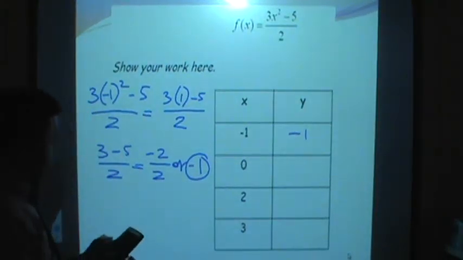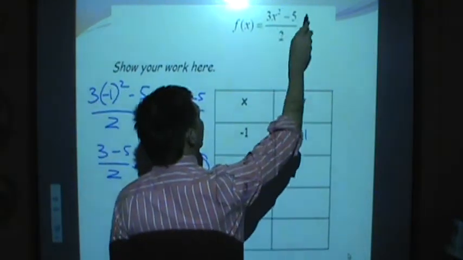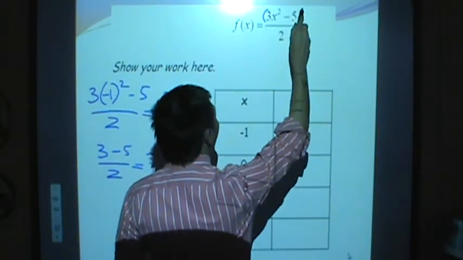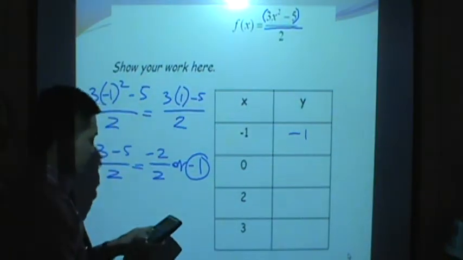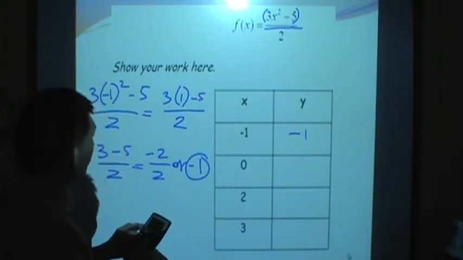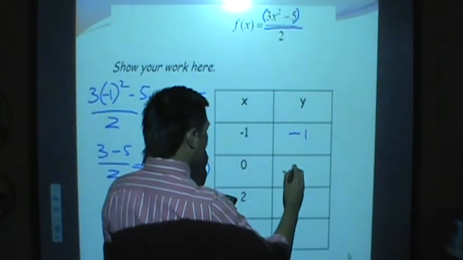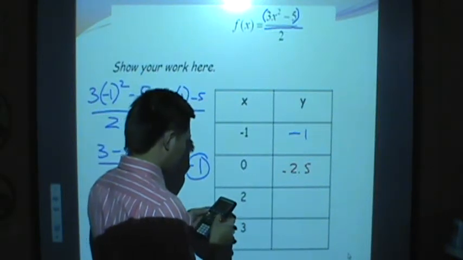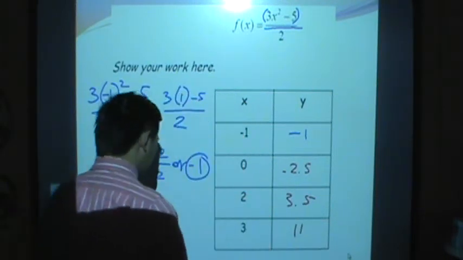But if you have a calculator, just press 3. Because you have a binomial, a polynomial here, I would put them in parentheses and then divide by 2. So let's try this. Parentheses 3x squared minus 5 parentheses divided by 2 in the second table. So my negative 1 is negative 1, my 0 is negative 2.5, my 2 is 3.5, and the 3 is 11. That's about it.